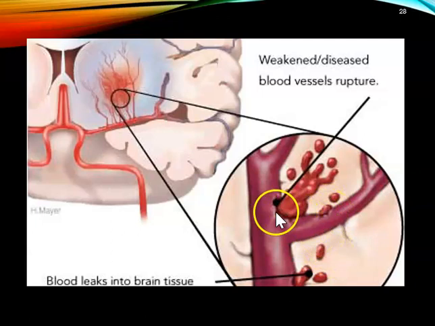So the blood vessel ruptures. We see this rupture here, and blood leaks into brain tissue. So we've got a twofold problem here with not enough blood getting to these areas, and then this blood that is going to accumulate and put pressure on this part of the brain. So we have an intracranial hemorrhage.